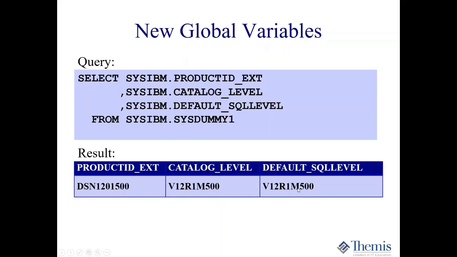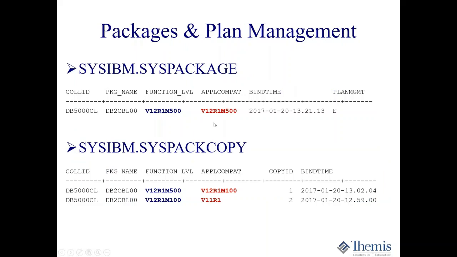If you're on the application side and you want to know these things, like what current function level am I at, you get the catalog level, the default SQL level, that comes from your DECP, and the product ID extension, that's the actual activated level, right? So you have access to these things through IBM supplied global variables that you can query. So if your application needs to know what level you're at, you've got IBM supplied global variables for that.